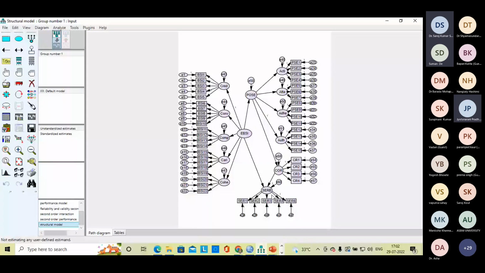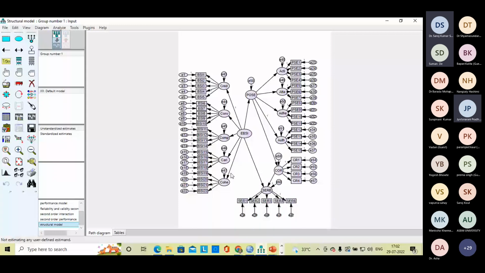For the last 3 classes, I was testing this measurement model only. Please look at my cursor movement. For the last 2 or 3 classes, we have tested this measurement model only, that is EBSI. There are 5 constructs: credibility, convenience, compatibility, caring, and comprehension. So this measurement model I was testing.